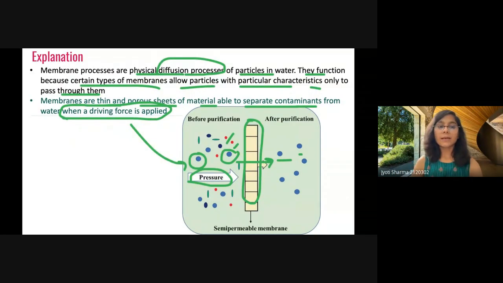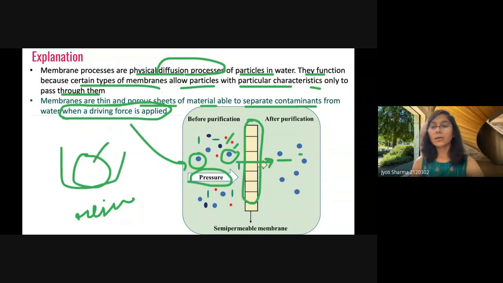So the simplest example is resin. Whenever we are soaking it in water, it will swell, and this is just because of the concentration difference, right? Because that resin also has some membrane outer to it.